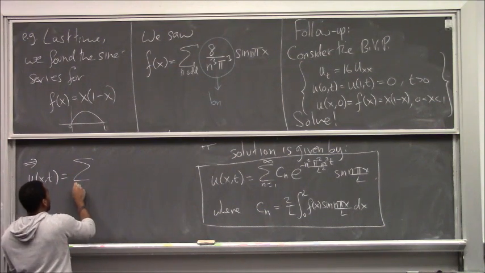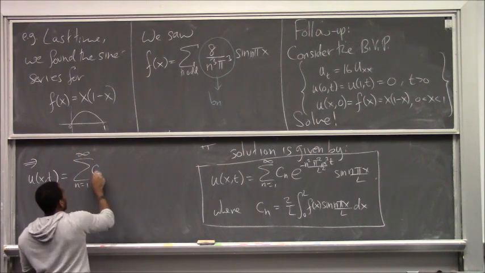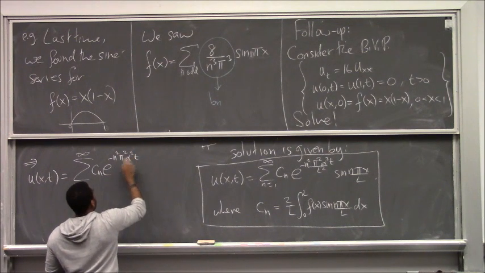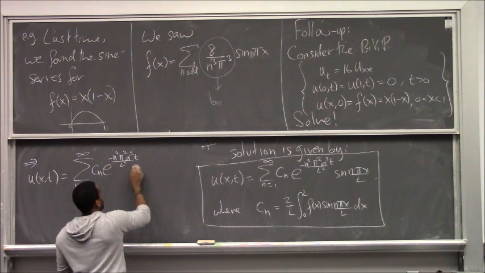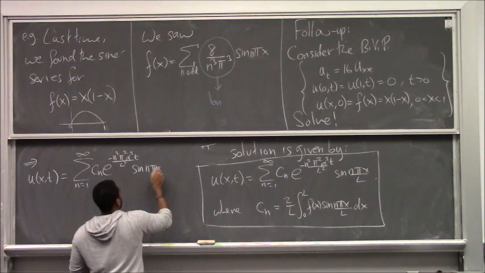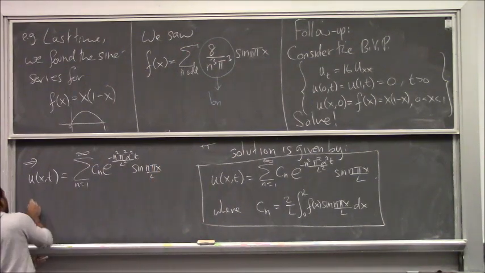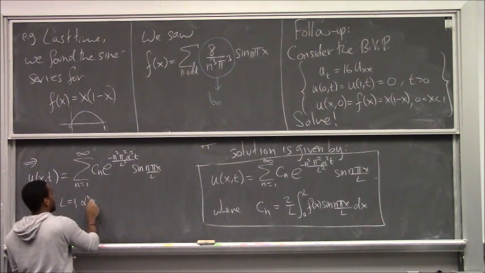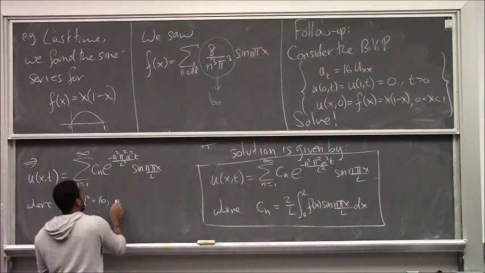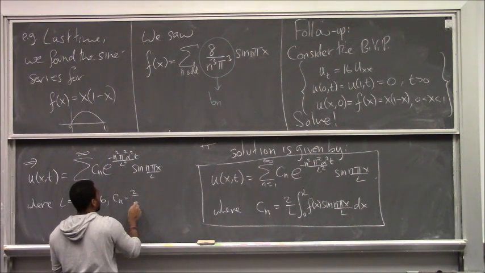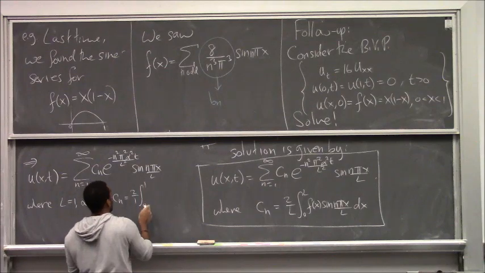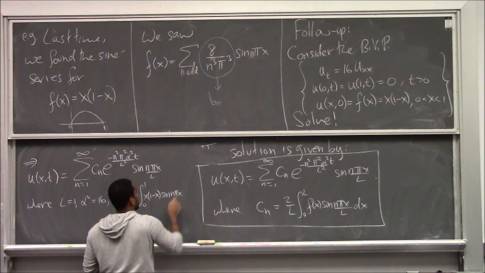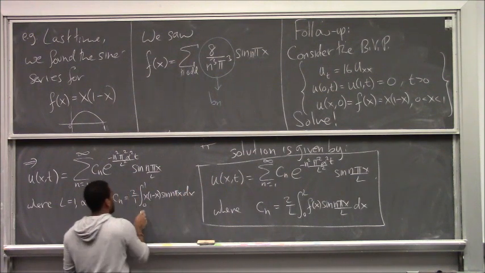u would be the sum from n equals 1 to infinity of C_n e to the minus n squared pi squared alpha squared t over L squared, sine of n pi x over L, where L equals 1, alpha squared equals 16, and your C_n is given by 2 over 1, integral from 0 to 1, of x times 1 minus x, sine n pi x dx, which was computed above.